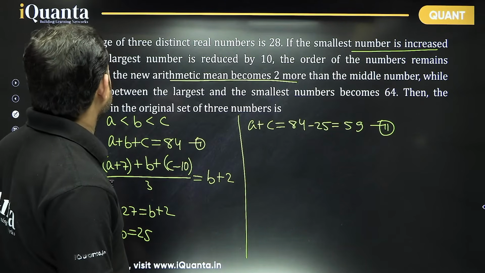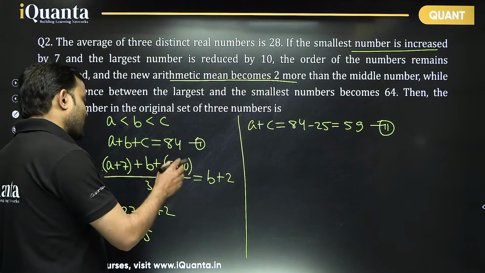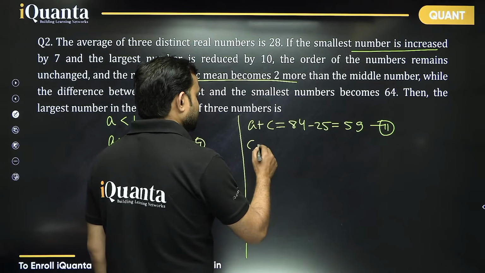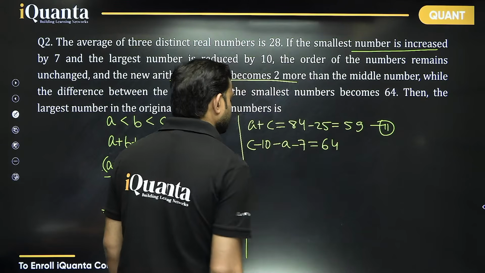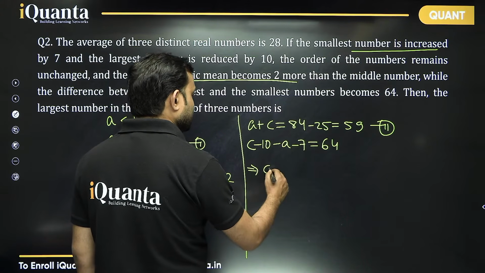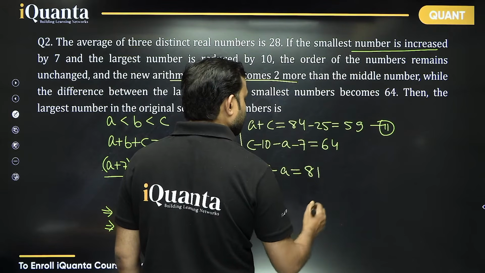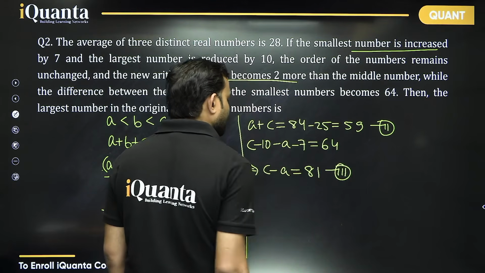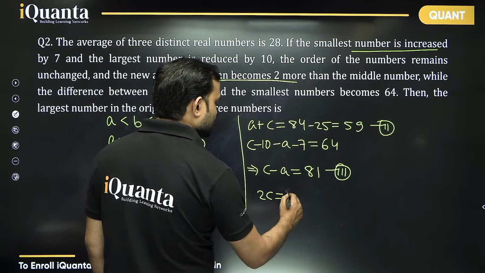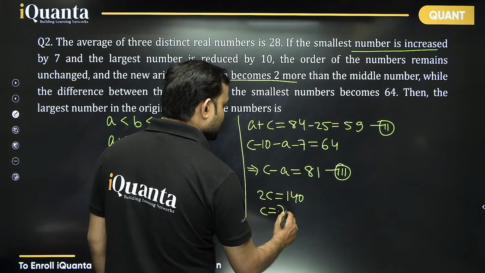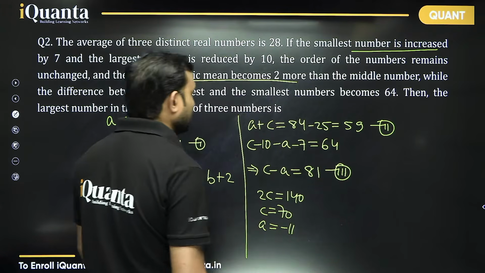Then it says the difference between the largest and the smallest number becomes 64. The largest is C minus 10, the smallest is A plus 7. So C minus 10 minus A minus 7 is 64. From there we can say C minus A is equal to, if I add 17, 81. This is our third equation. Now if we add these two, 2C is equal to 140, C is equal to 70, and in that case A will be equal to minus 11.